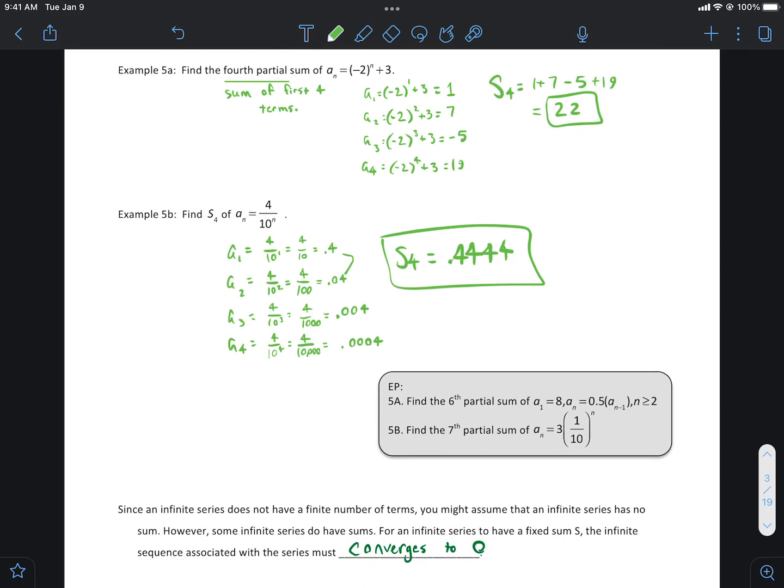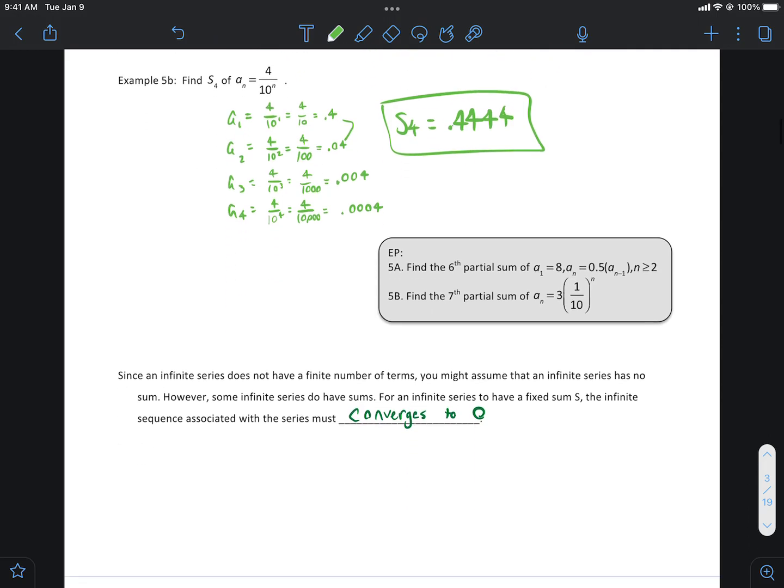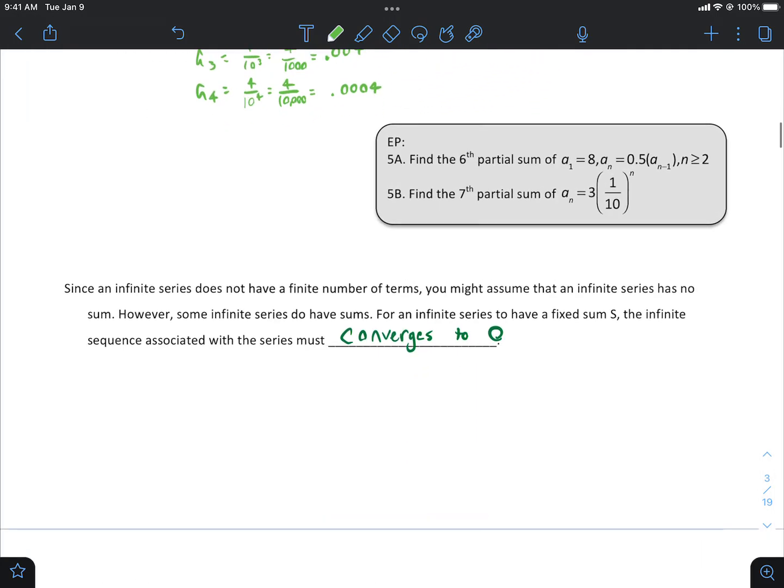Those are typically going to be finite types of sums. We're not going to add them up forever. You can just do the partial sum just like that there. Since an infinite series does not have a finite number of terms, you might assume that an infinite series has no sum. However, some infinite series do have sums.